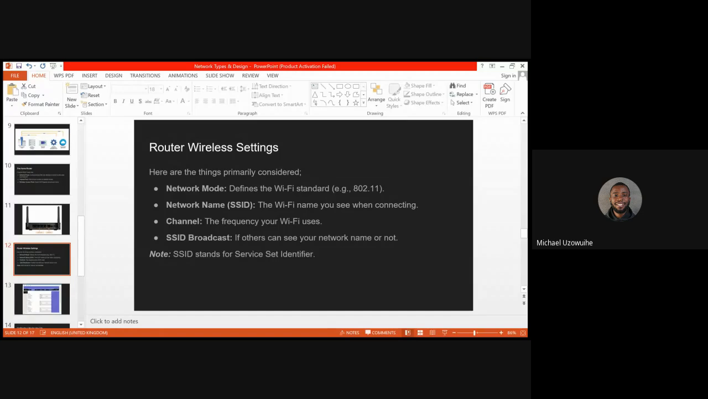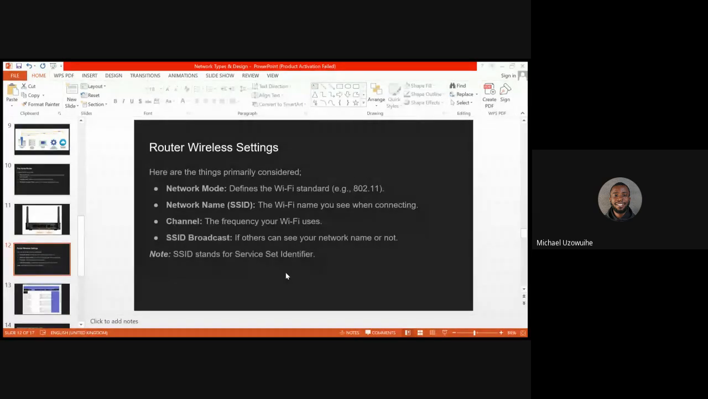So how do we set up this router? That is our concern. There are three or four things that are considerably important while you are trying to set up your router. First of all is the network mode.